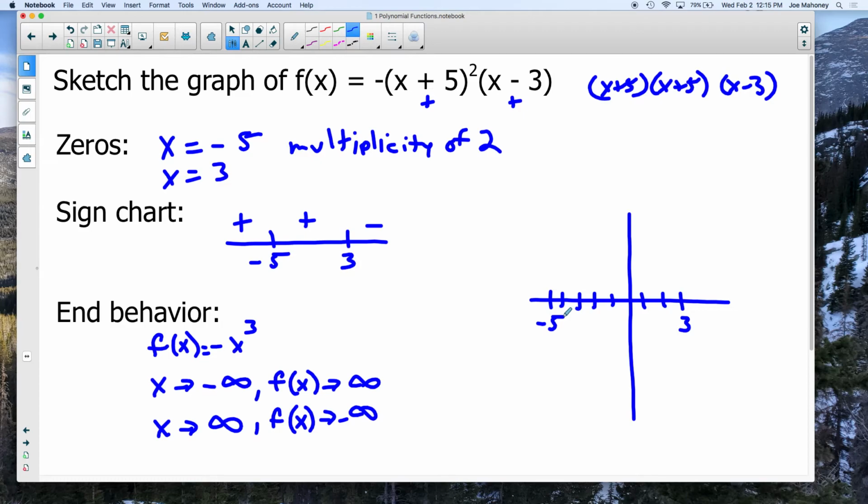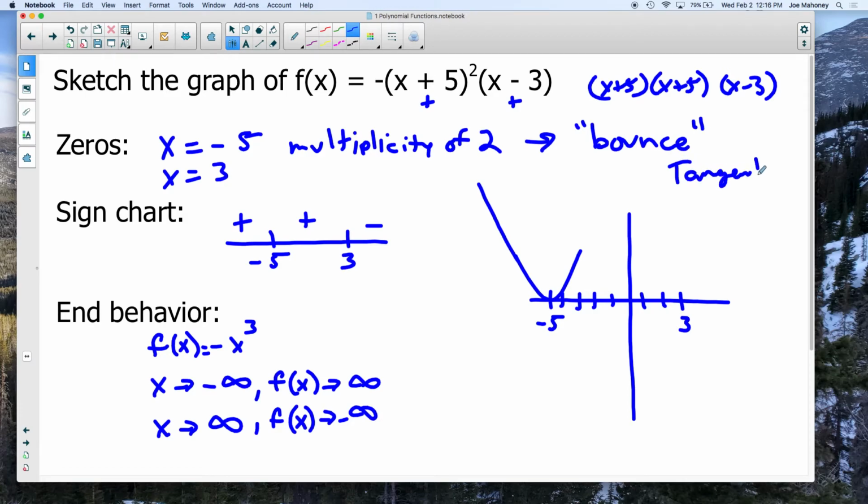So my end behavior tells me that I'm coming down from the positive. I have a 0 at negative 5, so I've got to touch the graph there. But it stays positive. Boing. What I like to think about is if I get a multiplicity of 2, I call it a bounce on my graph. My graph hits the axis and bounces off. It's tangent to the x-axis.